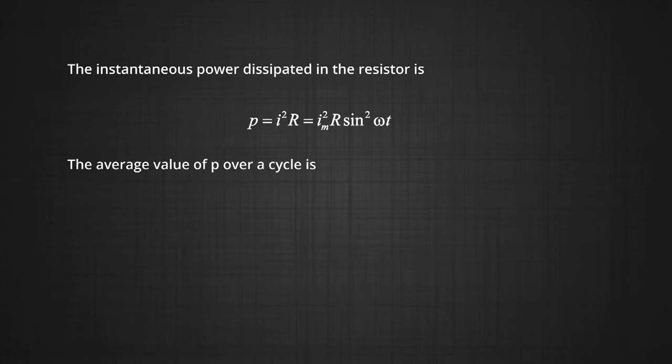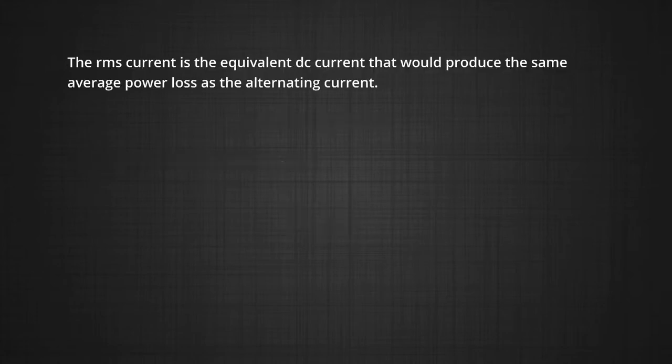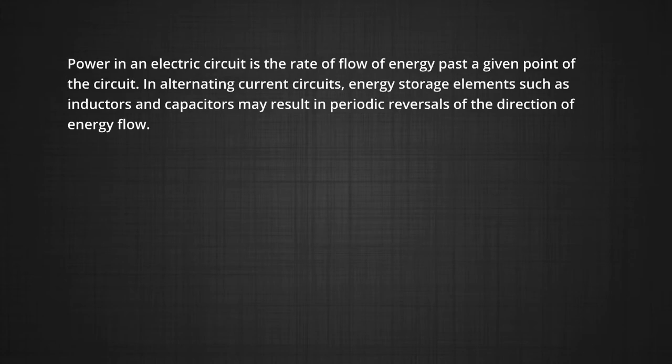The average value of power over a cycle is P equal to 1 upon 2 I square R. Here I is I RMS. This RMS current is equivalent to the DC current that would produce the same average power loss as the alternating current. Power in an electric circuit is the rate of flow of energy past a given point of the circuit.